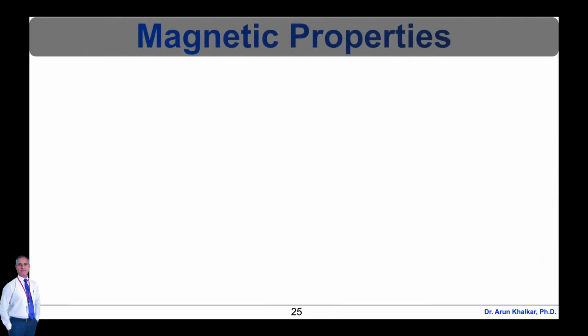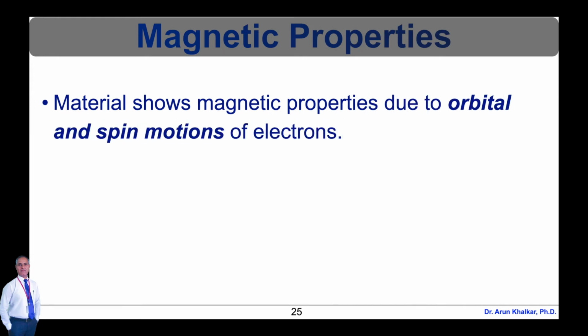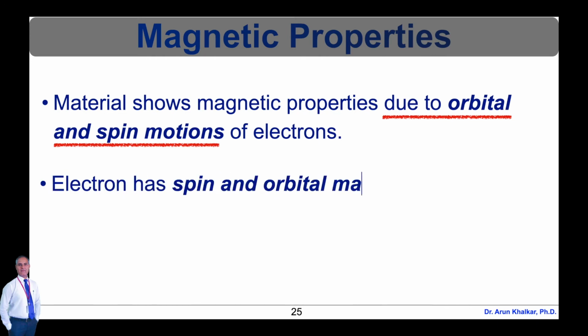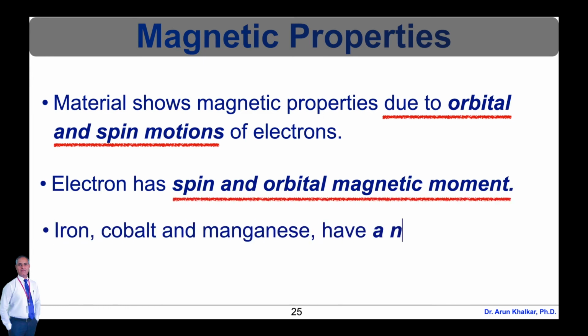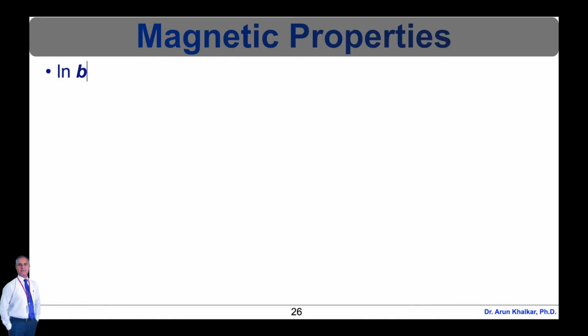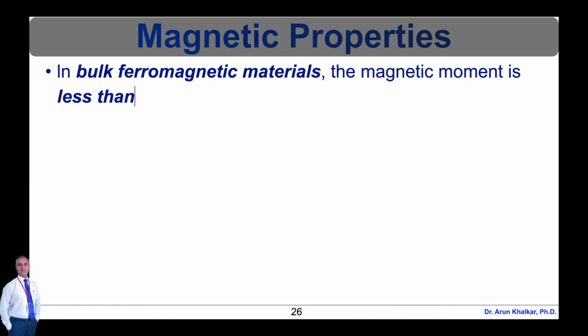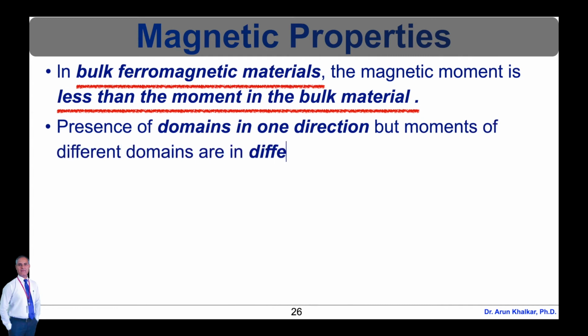Now let's see the magnetic properties of nanomaterials. Materials show magnetic properties due to orbital and spin motions of electrons. An electron has spin and orbital magnetic moment. The vector sum of all the moments of the electrons gives the total moment of the atom. Iron, cobalt and manganese have a net magnetic moment. Crystals of these atoms become ferromagnetic, in which the magnetic moments are aligned in the same direction. In bulk ferromagnetic materials, there are domains in one direction, but the moments of different domains are in different directions.